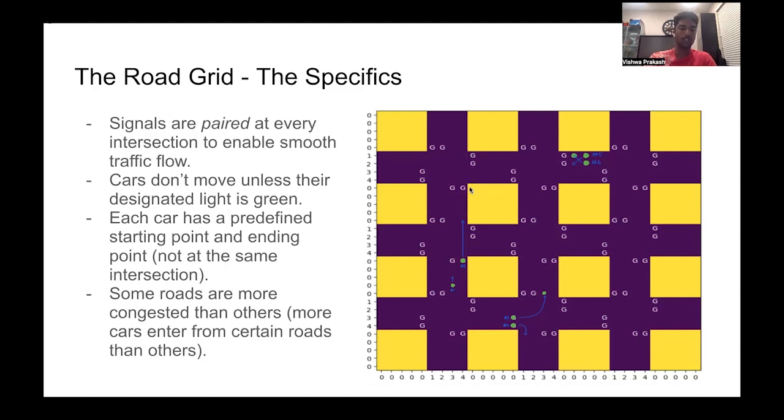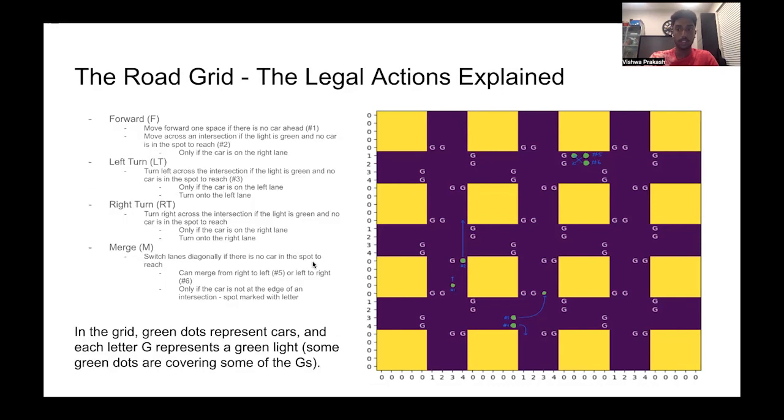And each car has a predefined starting point and an ending point that are not at the same intersection. So a car cannot start here and end here because those 2 lanes come out from the same intersection. And finally, some roads are more congested than others because more cars would enter from certain roads than at other roads. Now to explain the legal actions.